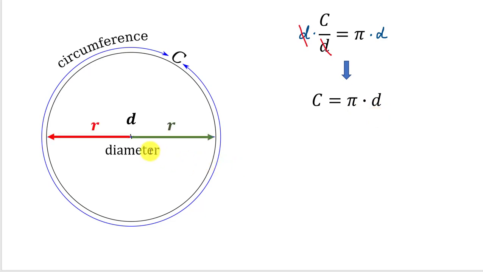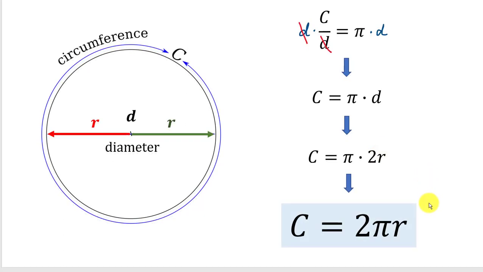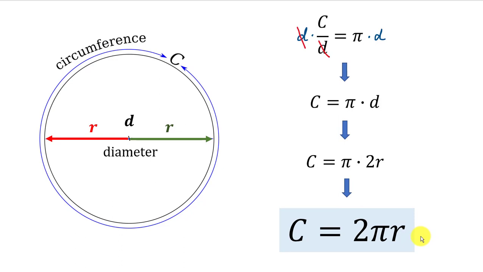Well, since diameter is a segment that connects 2 points on a circle and goes through the center of the circle, it will always consist of 2 radii, radius 1, radius 2. And that means that in the equation, we can replace d, the diameter, with 2r. And as I reorder the right-hand side, I get what's called the circumference formula. So circumference equals 2 pi r.